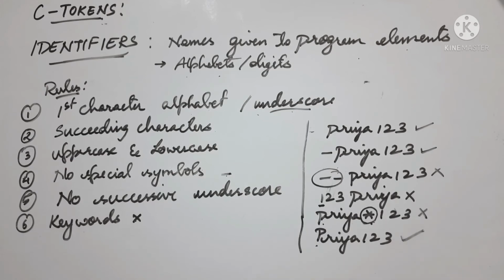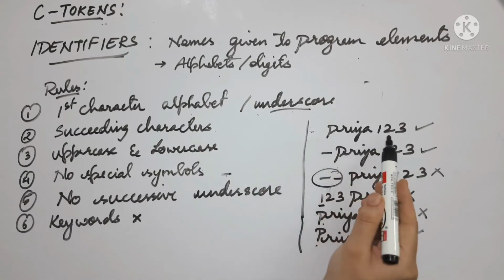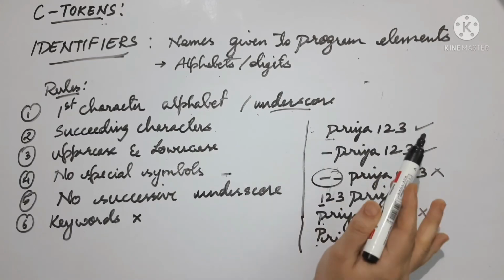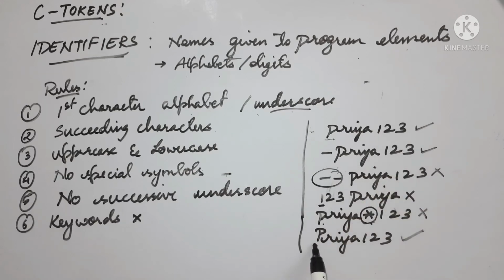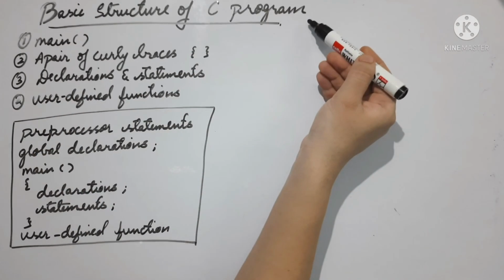This is also allowed because uppercase and lowercase identifiers are both allowed, but they are different. Priya123 with the small letter will be stored as a different value, and capital P will be stored as a different value. So these are certain examples for identifiers. Even in many competitive exams, you will be given questions asking you to identify the correct identifiers among the following options. Now let us discuss the basic structure of a C program.